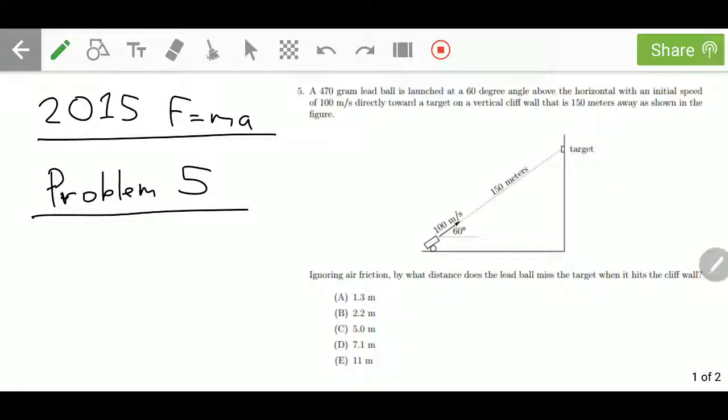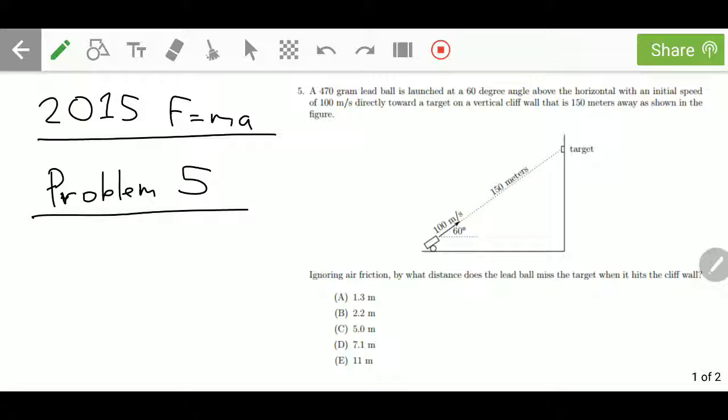Hello. In this video, I'm going to explain problem 5 from the 2015 F equals MA contest. We are told that a 470-gram lead ball is launched at a 60-degree angle above the horizontal with an initial speed of 100 meters per second directly toward a target on a vertical cliff wall that is 150 meters away, as shown in the figure. Ignoring air friction, by what distance does the lead ball miss the target when it hits the cliff wall?